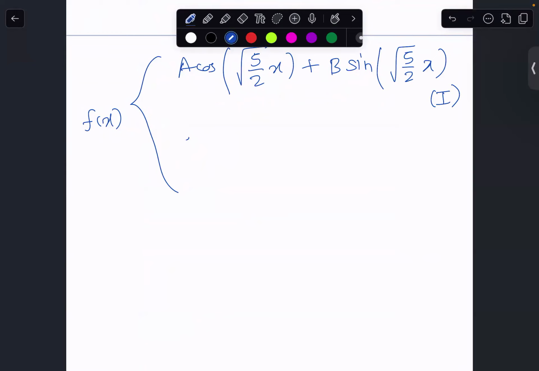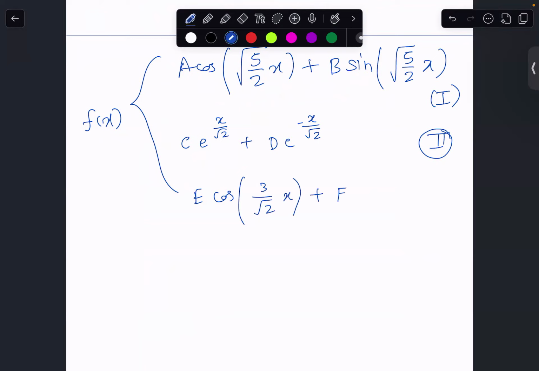And it looked like c e to the power x upon square root of 2 plus d e to the power minus x upon square root of 2 in region 2. And it looked like e cos of 3 upon square root of 2 x plus f sine of 3 upon square root of 2 x in region 3.